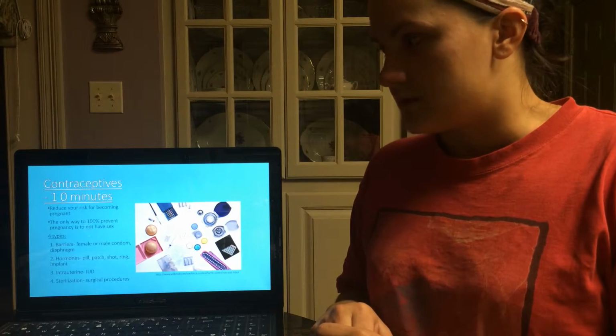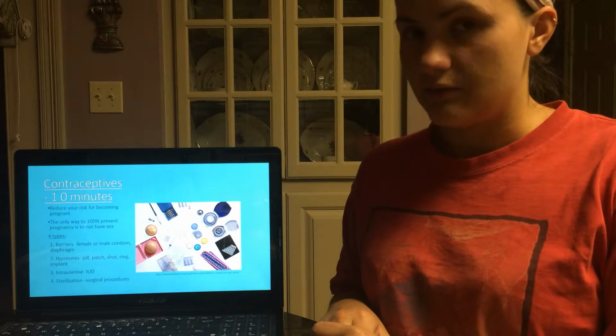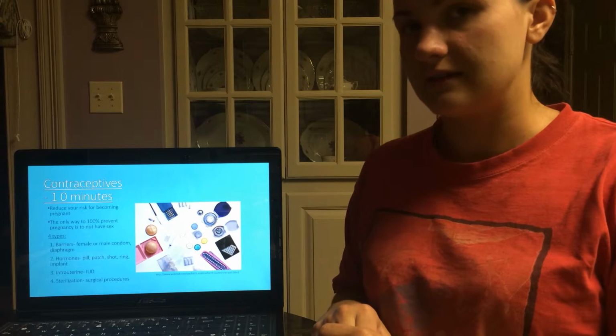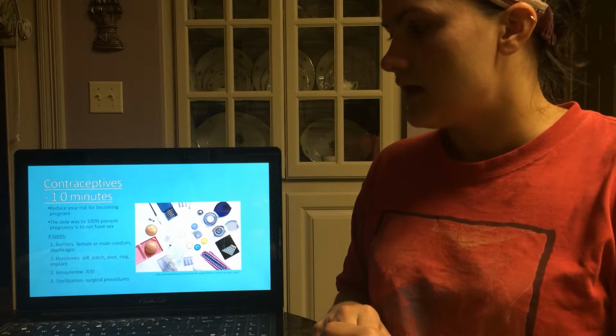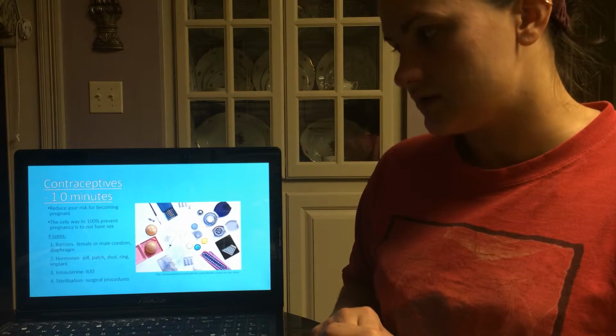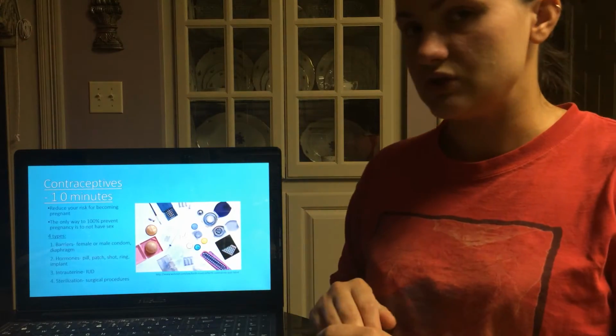I will start with saying that the only way you can 100% make sure you do not get pregnant is to not have sex. No matter what birth control you have, there is some risk. Then we're going to talk about the different types: barriers, hormones, intrauterine, and sterilization. Here's a picture of what the different ones look like.